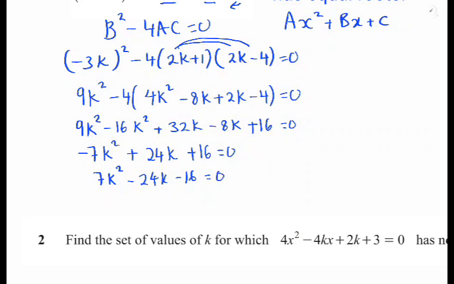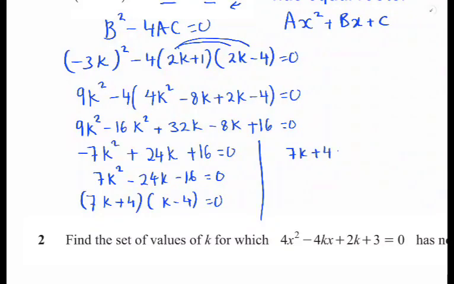Now we need to factor. So you get 7k plus 4 and k minus 4 equal to 0. So from here, 7k plus 4 equal to 0, k minus 4 equal to 0. So k equal to negative 4 over 7 and k equals to 4. That's all for number 1.